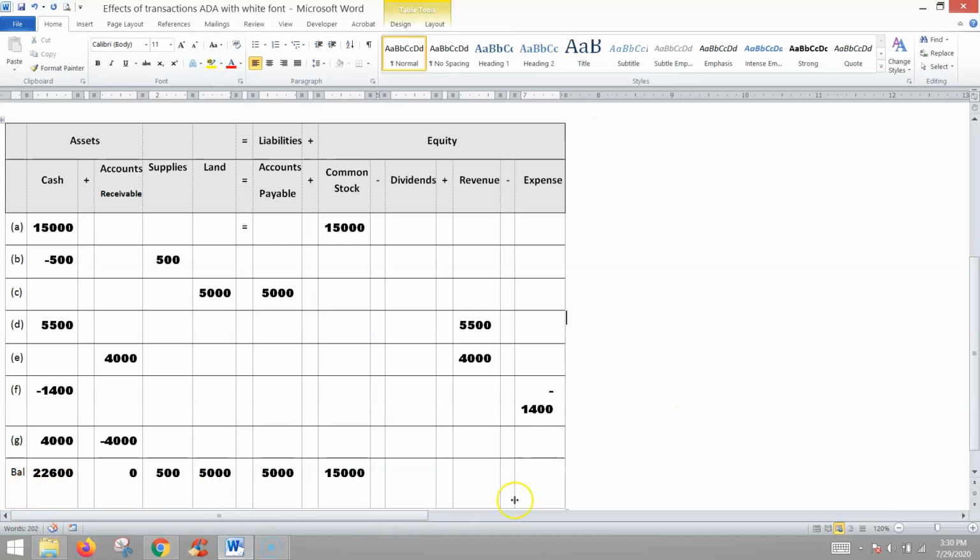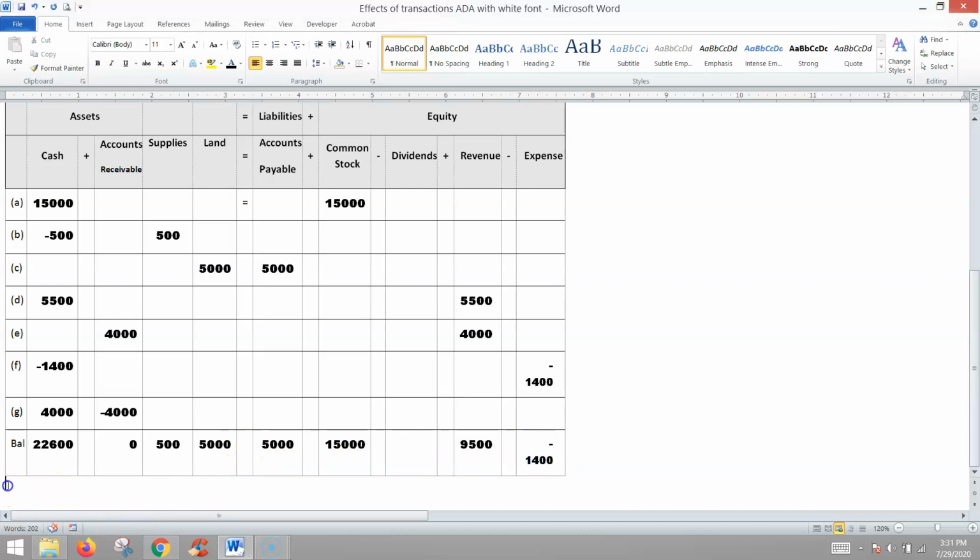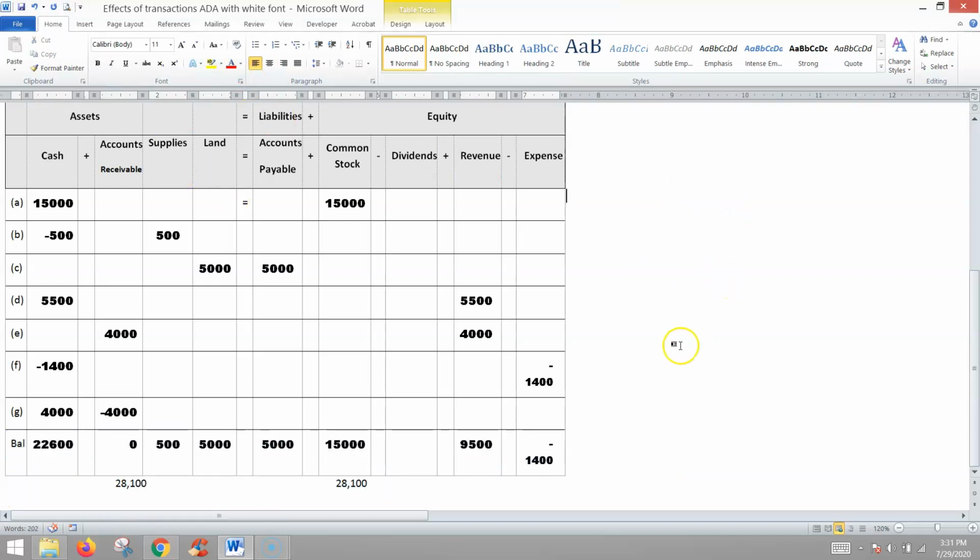And you'll see here are the balances for each column. So you'll see that we're going to add the columns up. And if we add all of our assets, which are on the left side of the equal sign, and we add the liabilities and equity, which are on the right side of the equal sign, we will be in balance. Each side comes to $28,100, and that's the end of effects of transactions.